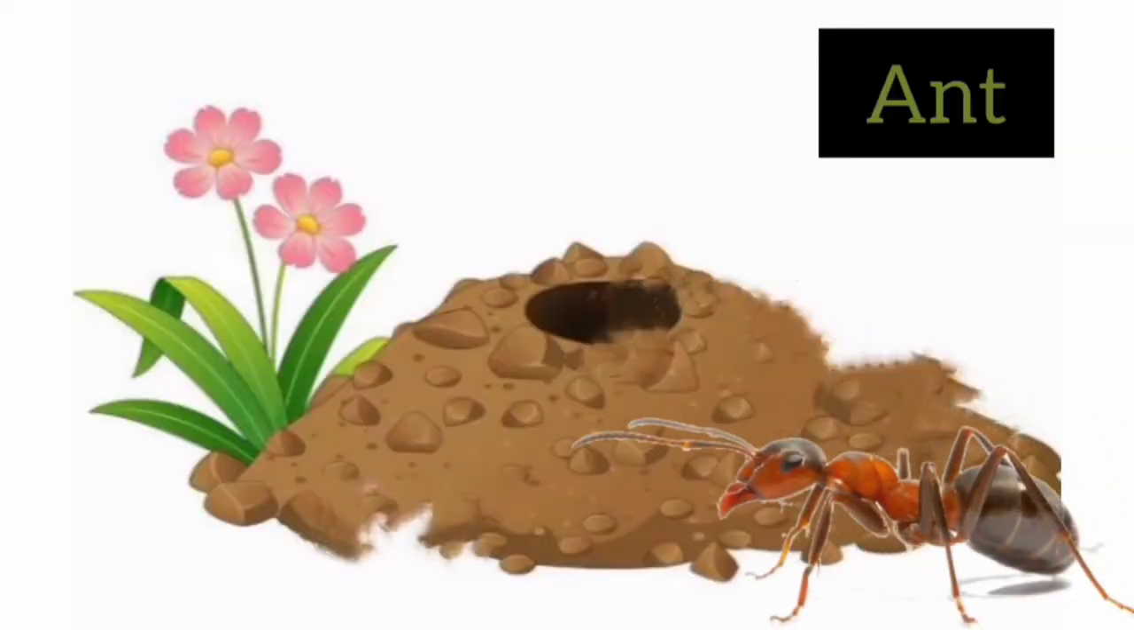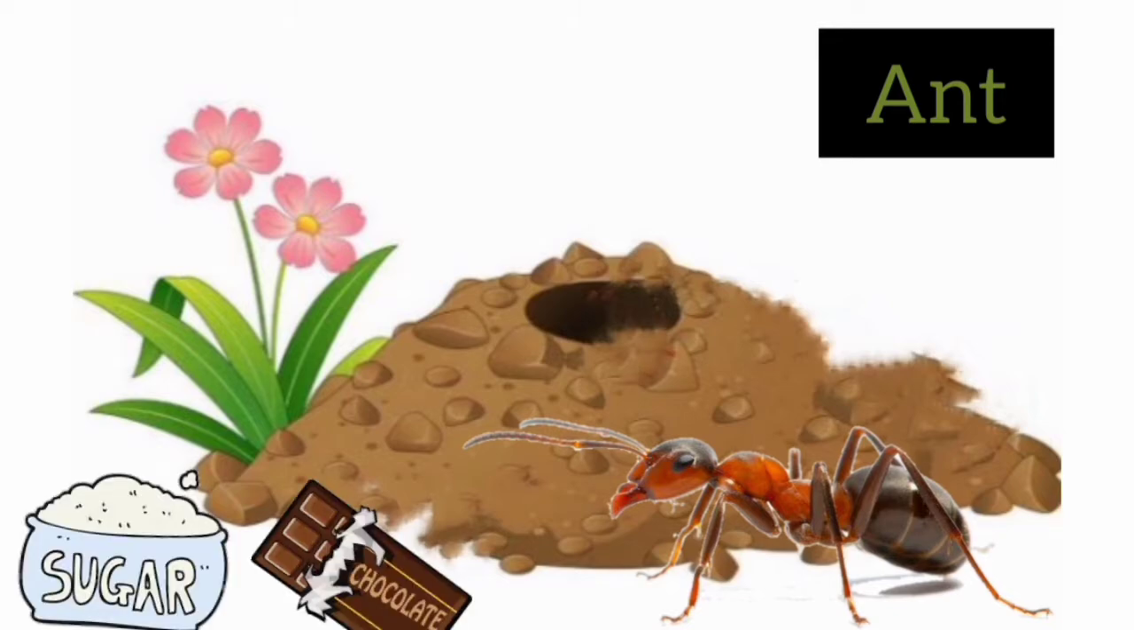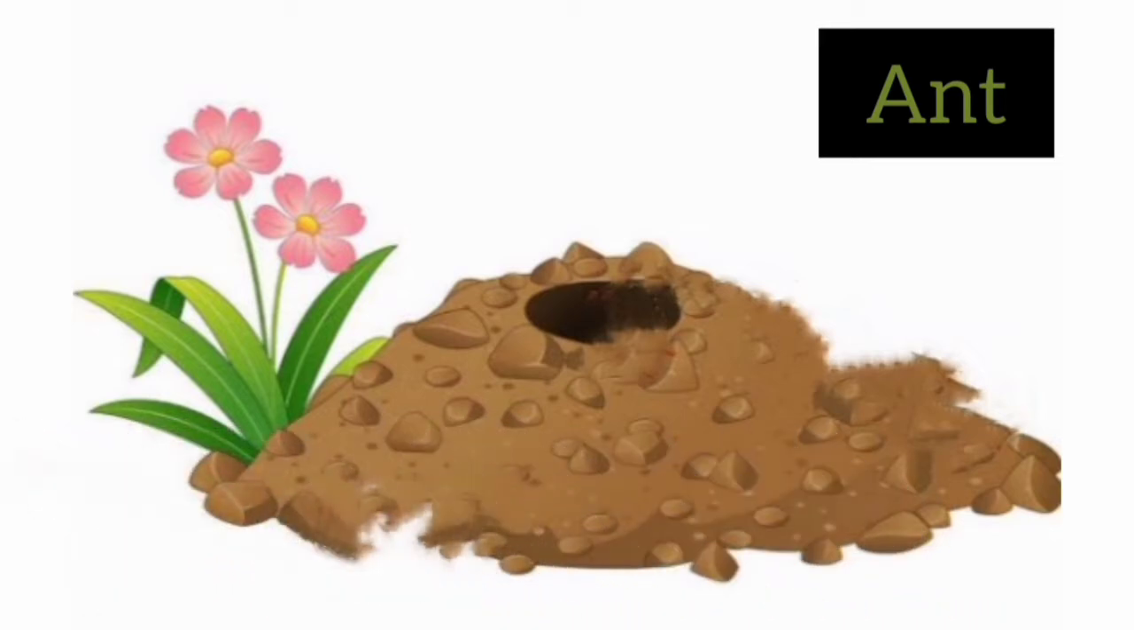Kids, do you know which insect is this? Yes, this is an ant. Ant lives in an anthill. An ant loves sweet food like sugar and chocolates.